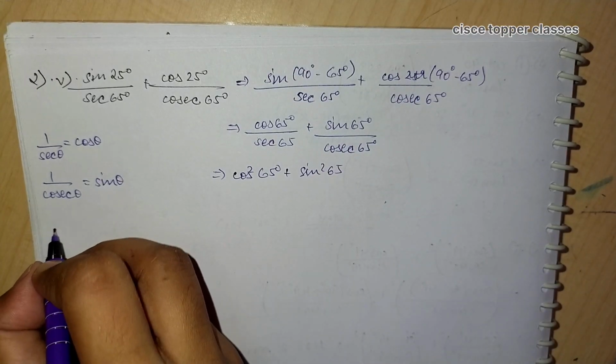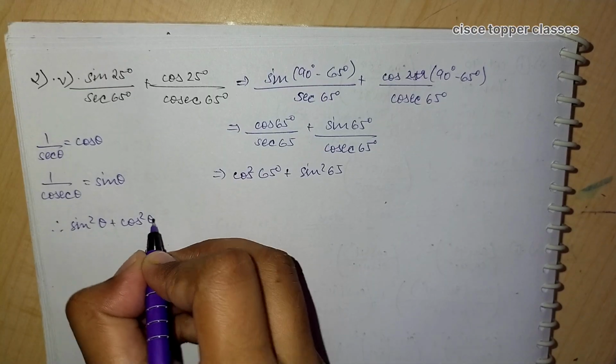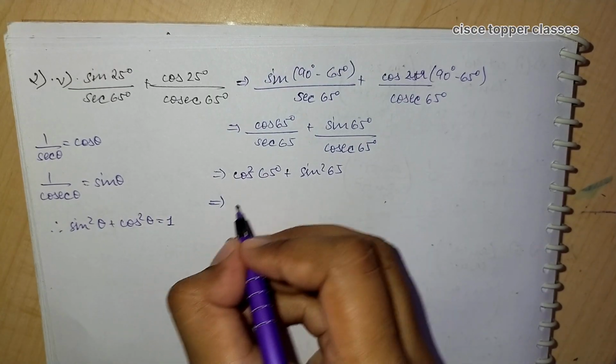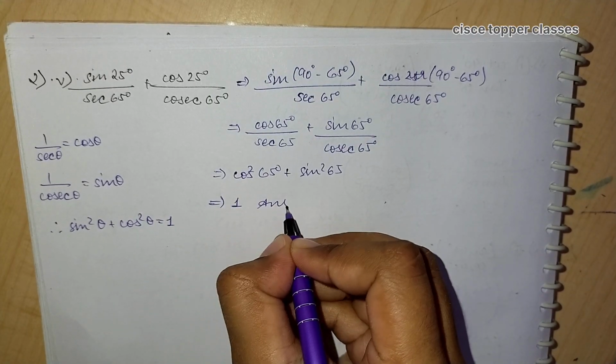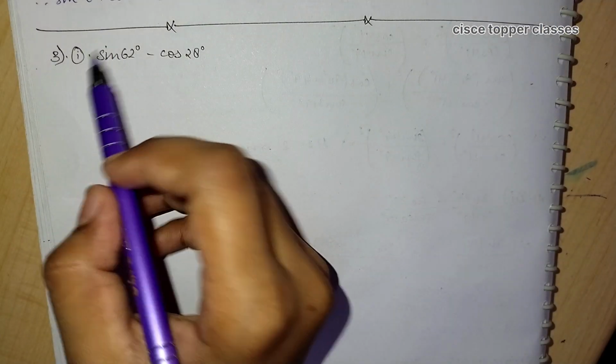And we know the identity that sin square theta plus cos square theta, whichever theta it is, is equal to 1. So here also we can write this is equal to 1. So this is the final solution of the question number 2 last part. Let us solve question number 3 first part.